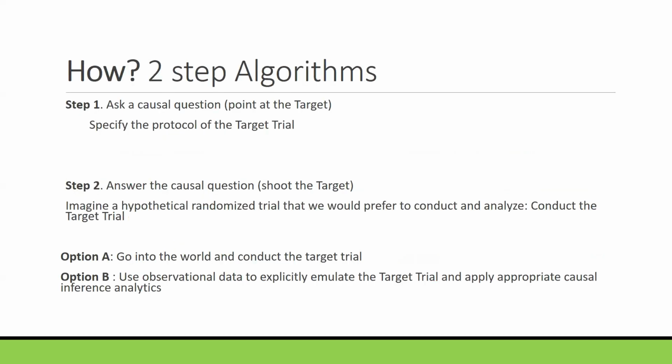So we specify the protocol, step one. What is the ideal randomized trial or pragmatic trial actually that we would design to answer our question? That is specifying the protocol. And then we shoot the target. That is pointing to the target, shoot the target. We imagine that hypothetical RCT that we would prefer to conduct. To shoot that, we have two options. One, to go to the world and conduct an RCT as far as we have funding and some resources. Second, we use some observational data and then emulate. That is the second step.